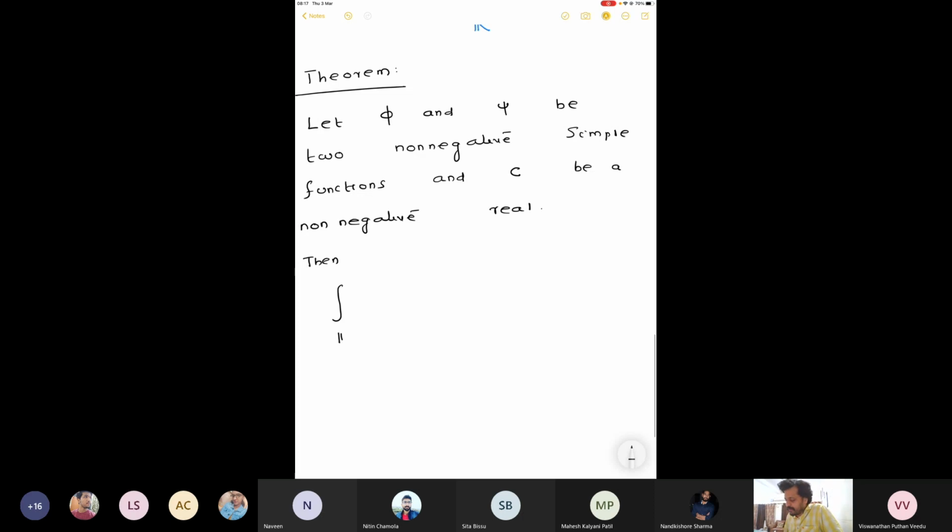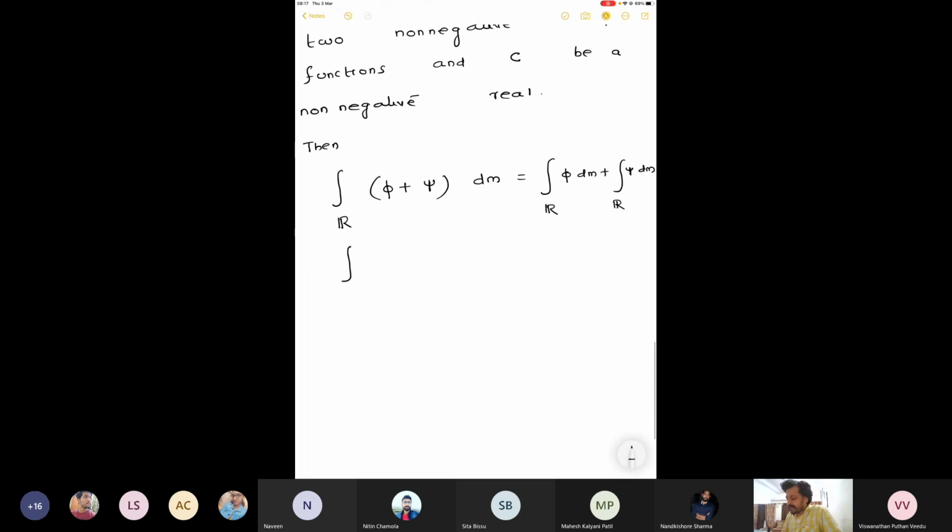As you expect, the integral over R of phi plus psi dm, where phi and psi are both non-negative simple, so phi plus psi is a non-negative simple function and you know how to integrate it, is equal to the integral over R of phi dm plus the integral over R of psi dm. Of course, this is true for the integral over E as well. And the integral over R of c times phi dm, where we restricted c to be non-negative so that c phi is again non-negative and I know how to integrate it, is equal to c times the integral over R of phi dm.